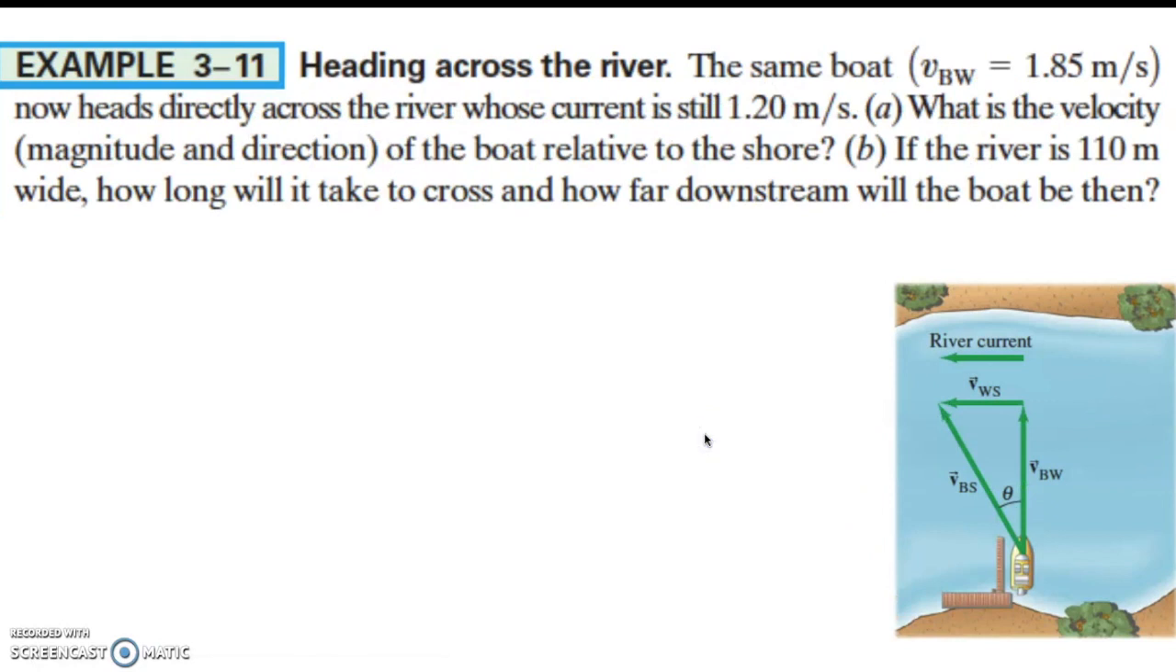Example 311, heading across the river. The same boat now heads directly across the river. The current's still 1.20, and the boat in relation to the water is 1.85. And we want to know what velocity here the boat's traveling and in what direction.